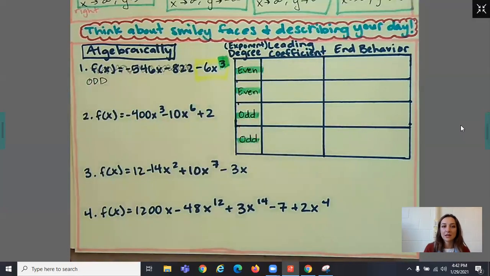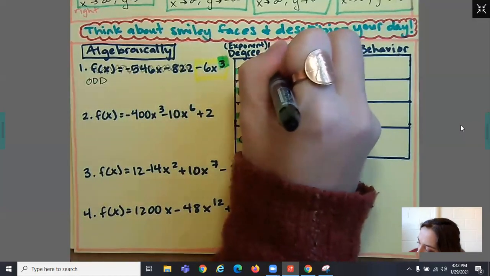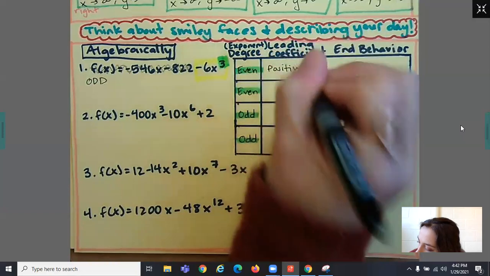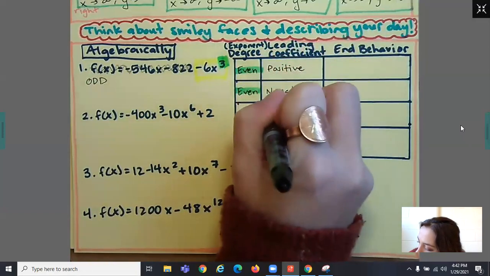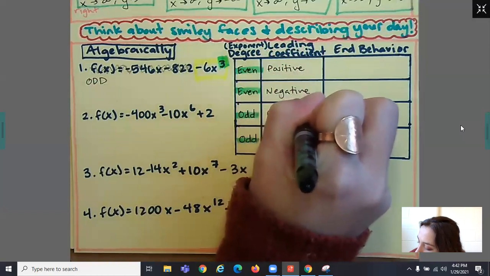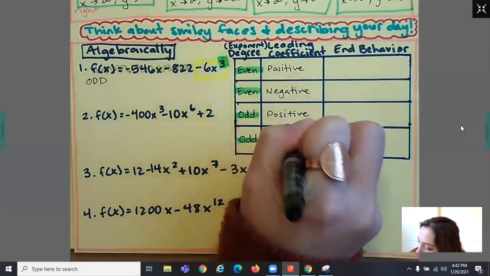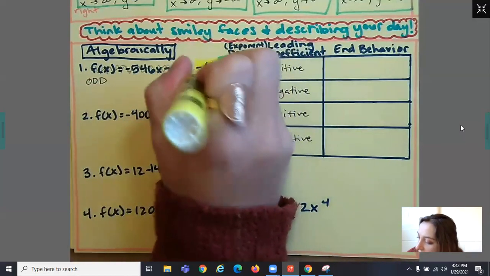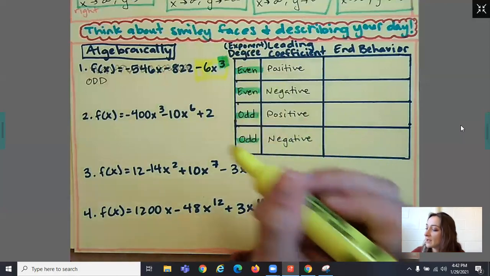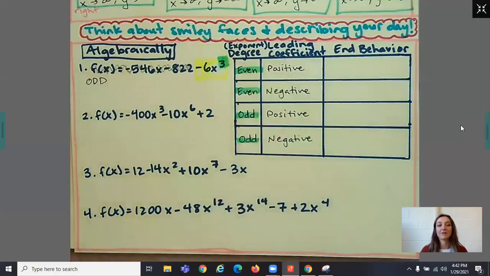And then we're going to look at the leading coefficient, that's the number in the front, and we're going to ask, is that positive or negative? Since we're looking at that number in the front, this one is -6, so that is going to be a negative number. So we're going to have an odd negative.